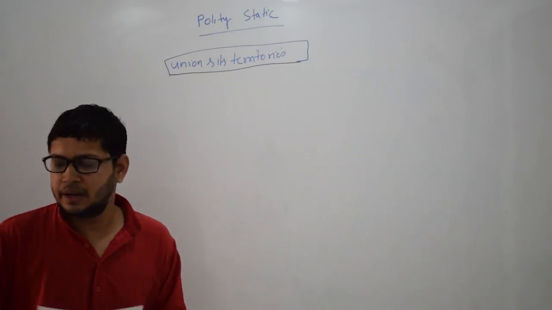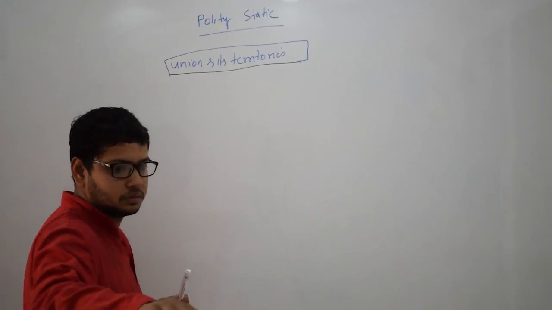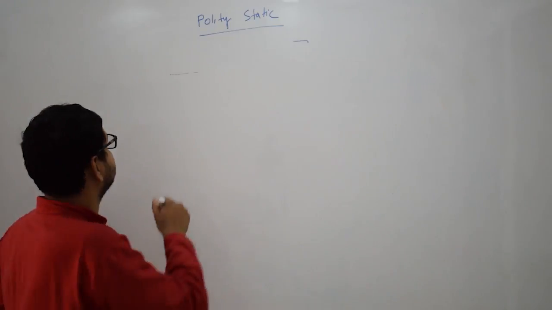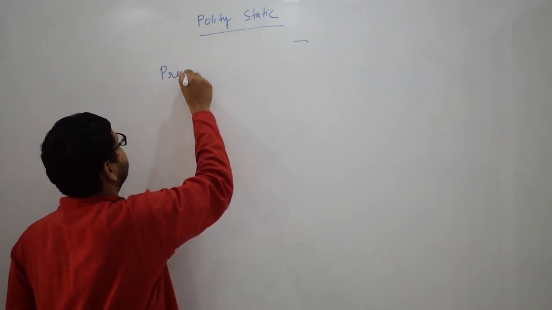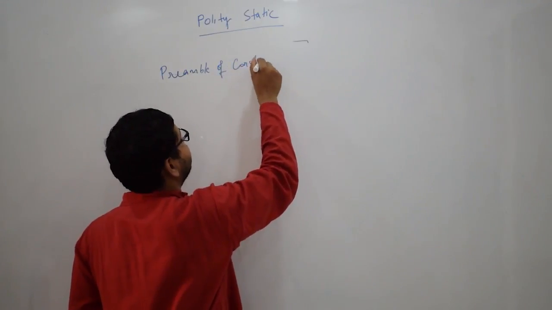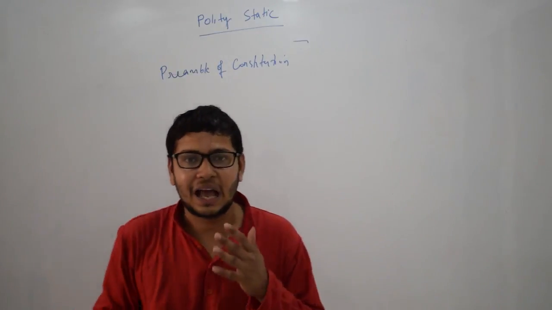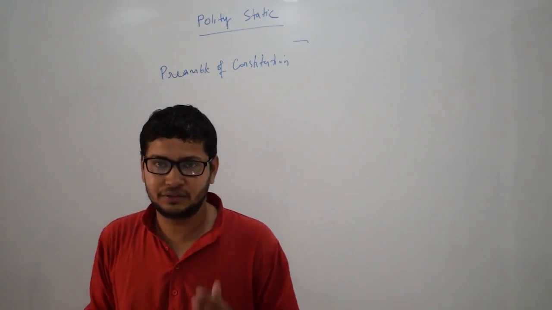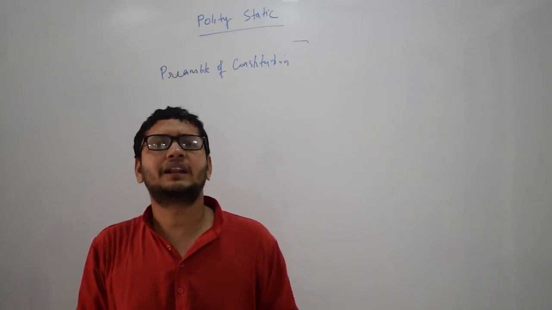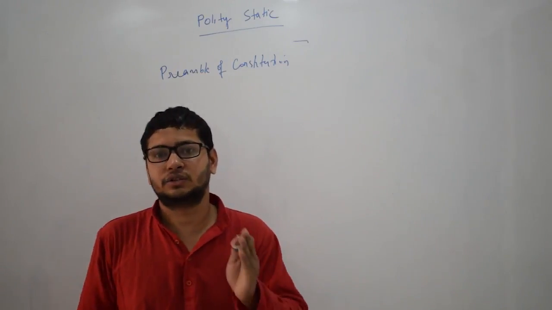The next chapter is the Preamble of the Constitution. This again is a small chapter, and many people skip it. They feel it is very easy and simple. But mind it, UPSC has been asking a lot on the preamble in the last few years. Last year they asked a question on the preamble, and 2-3 years back they asked a very simple question on it. So in the last 3 years, they have asked twice.